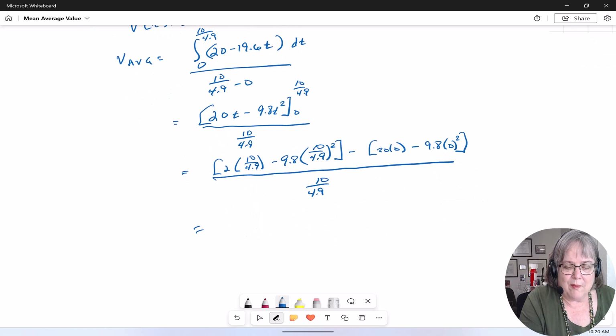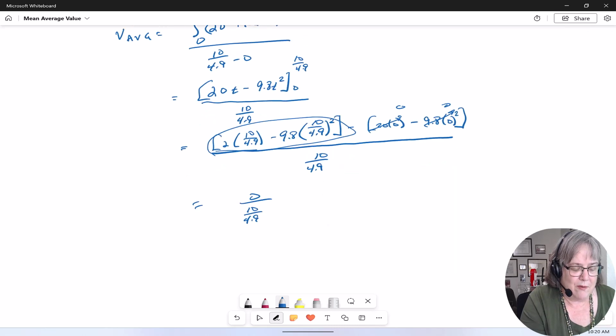And when you do the math, again, this is 0. And when you do the math, this also turns out to be 0. So you get 0 over 10 over 4.9, and 0 over anything is 0. And the units are meters per second because it's a speed.